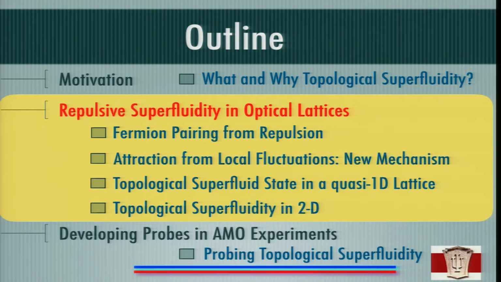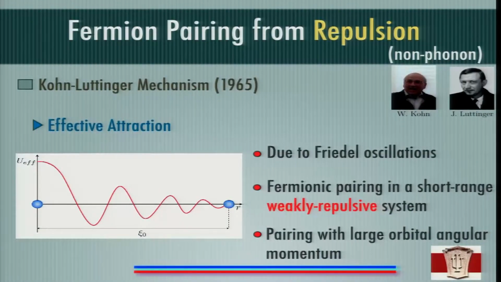To do that, part of the story is also in developing new probes. So I will tell you about some new probes that we are proposing in this regard. Let me start with the simple thing, which is prehistory. Fermion pairing from repulsion was recognized a long time ago. This is not a new subject.